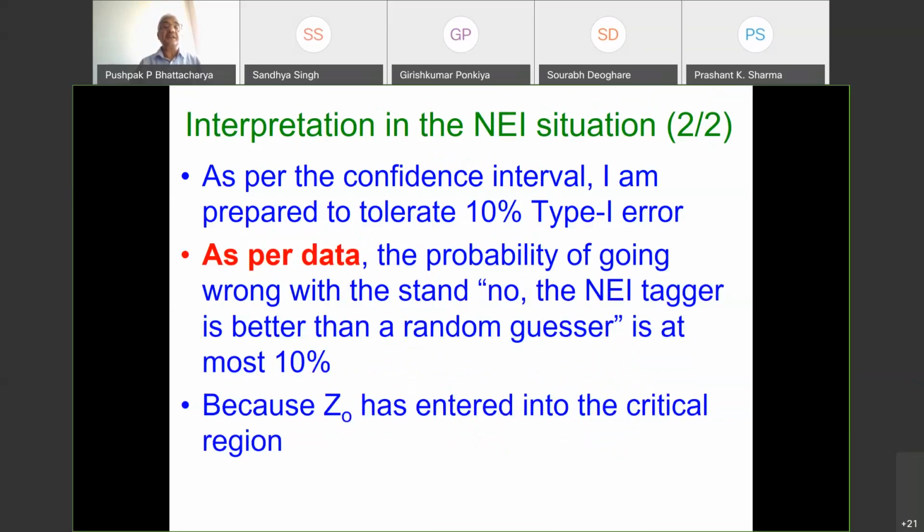As per the confidence interval, I am prepared to tolerate 10% type 1 error. And as per the data, the probability of going wrong with the stand that the named entity identifier tagger is better than a random guesser is at most 10%, because Z naught has entered into the critical region. So if you are prepared to tolerate 10% type 1 error, the error of rejecting the null hypothesis, then we can accept the statement that the named entity identifier is better than a random guesser.